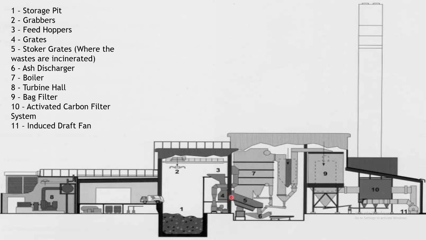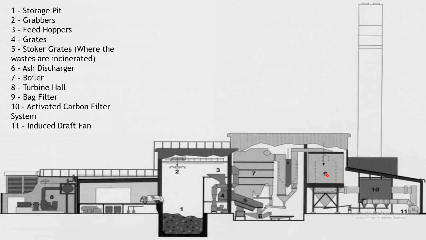And the stoker, number 5, is where it's going to be incinerated. 7 is the boiler where the flames incinerate the garbage. 6 is the ash collector, or this is called the ash discharger. And number 8 is the turbine hall.